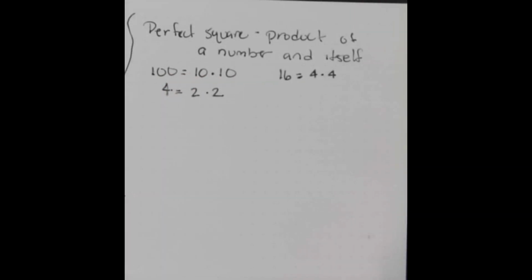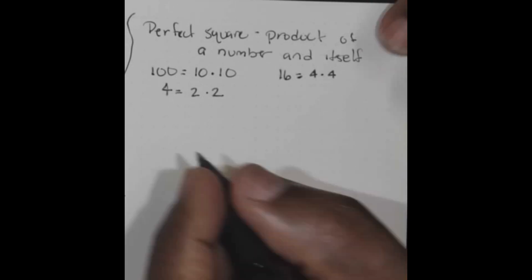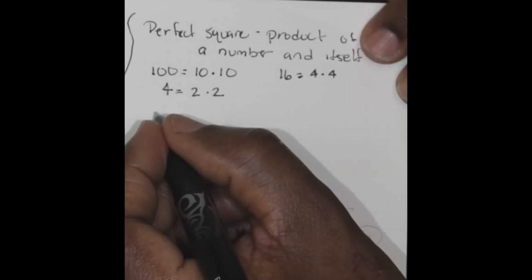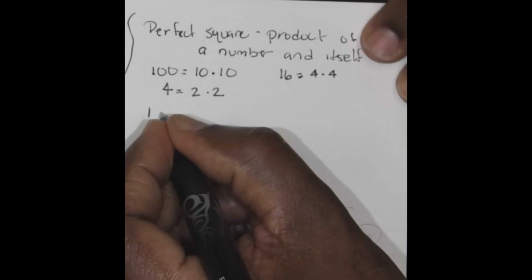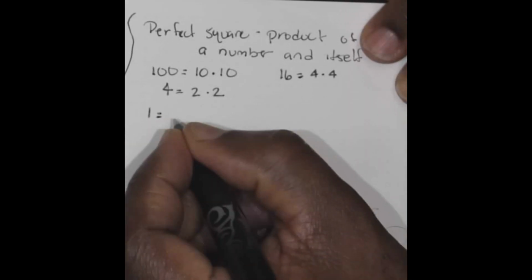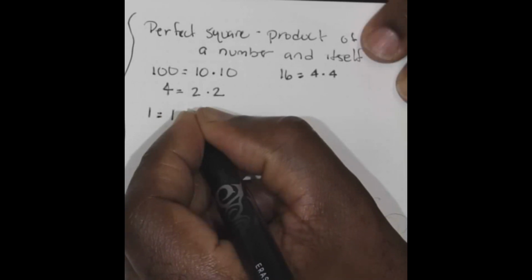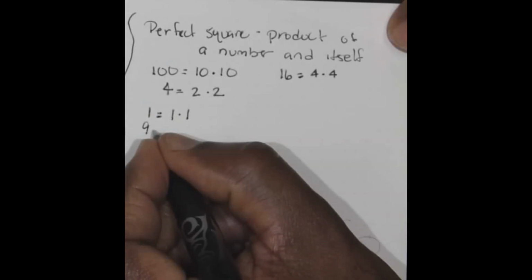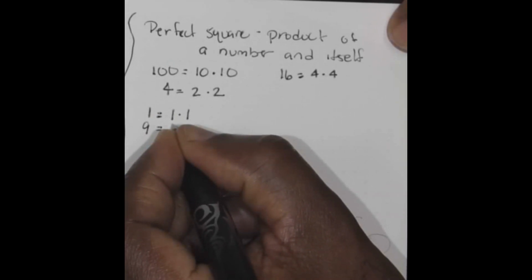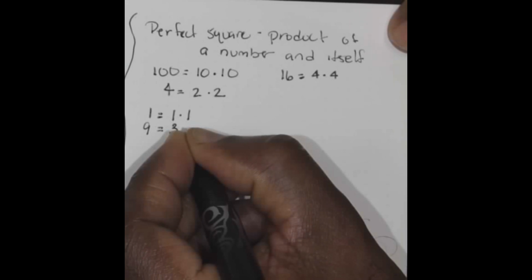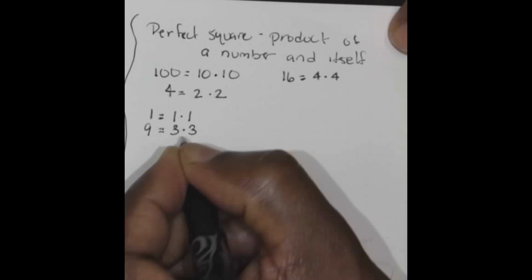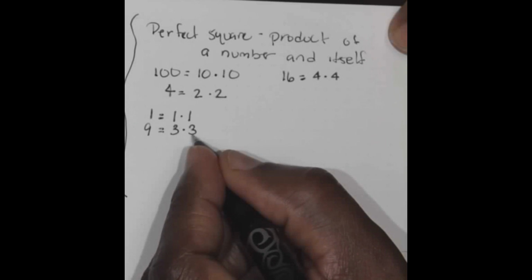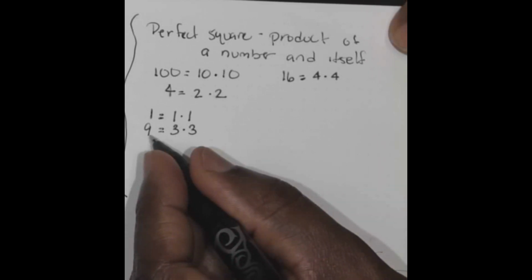These are perfect squares. So what I'm going to do now, I'm going to list some perfect squares for you, minus the 3 that we have, so you will have a list of them. What about 9? 9, exactly. 1 is a perfect square because 1 times 1 is 1. We already got 4. 9, like you said, is a perfect square because 3 times 3 is 9. So a number times itself. The product of a number and itself is a perfect square.